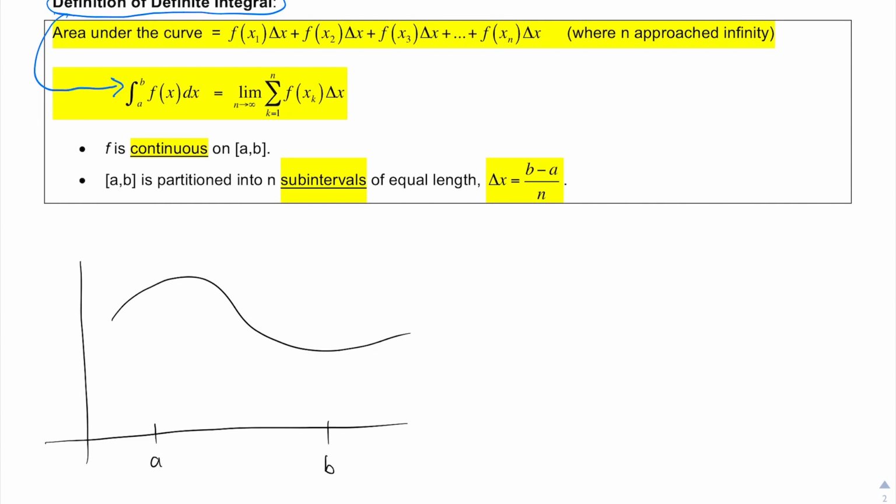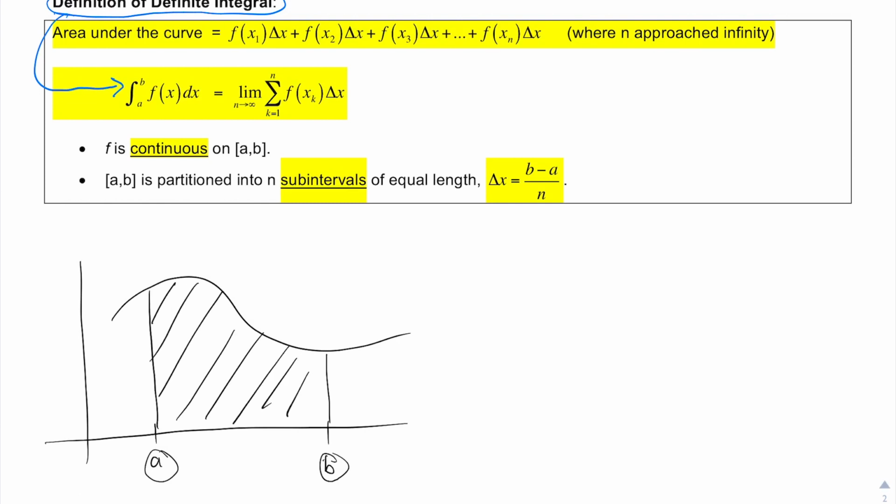So what this means is, let's say we have an interval a to b, and we have an area under the curve. That's what this guy means. Whenever you see an integral sign, that means the area between a and b of the function f of x. So if this is f of x, this symbol right there is the area under the curve. Okay, area under the curve.